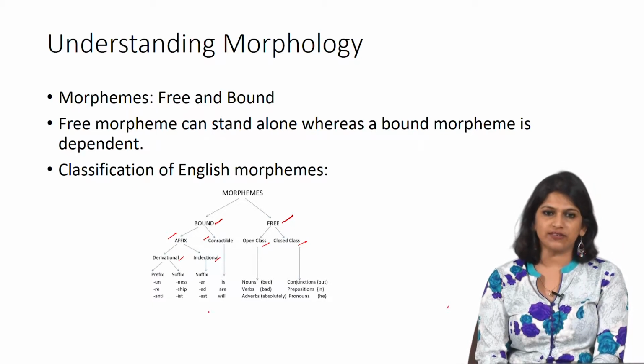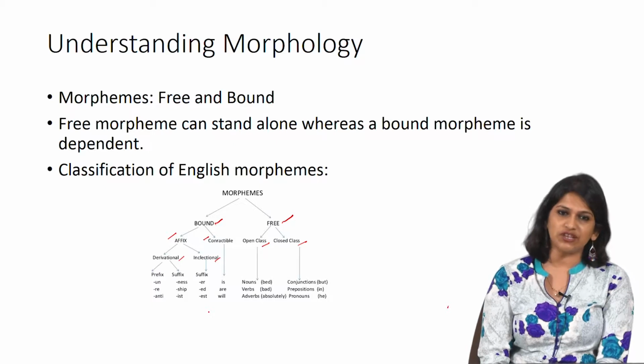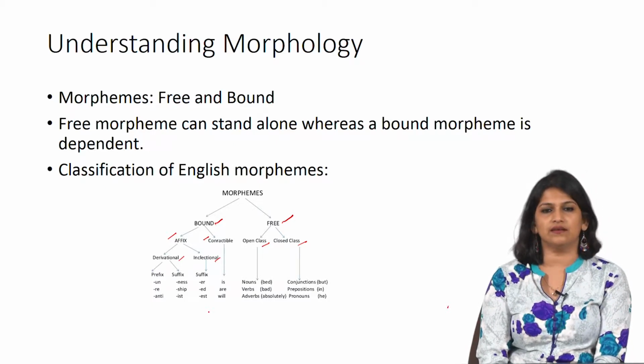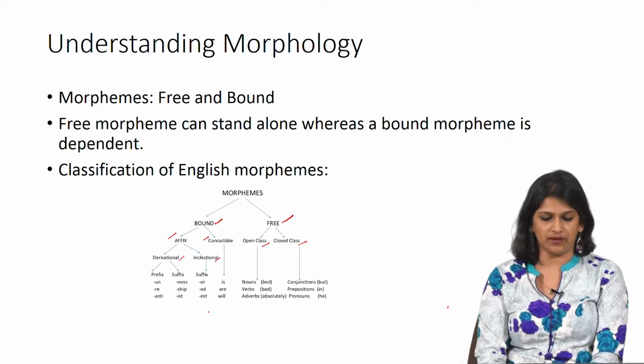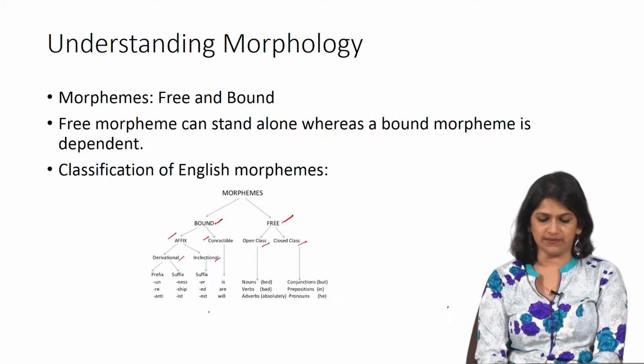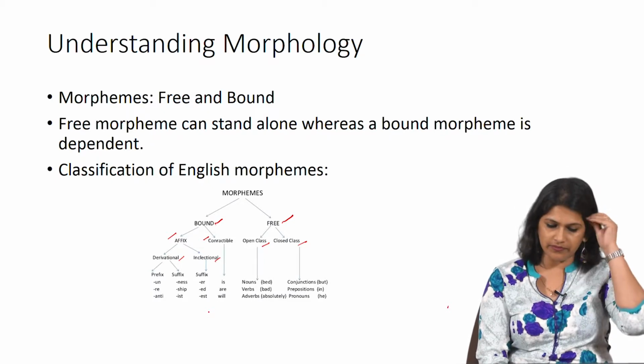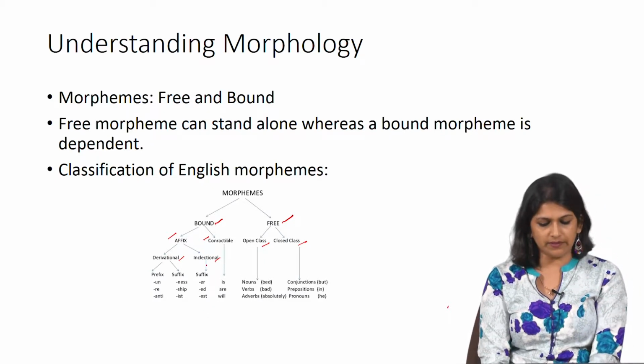And as far as inflectional affixes are concerned, they are generally suffixes. You do not really see prefixes in the inflectional form. In most of the cases they are considered to be suffixes. So, we have ed and we have est. These are the inflectional ones. And the other form of bound morpheme is the contractible form. Contractible forms would be is, are and will.